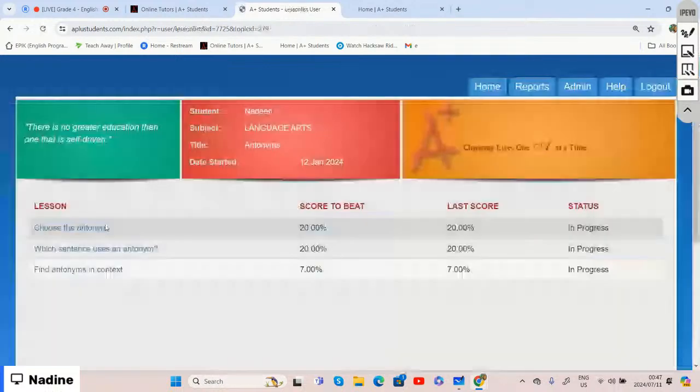All right, so this is now the end of our lessons, grade 4, on antonyms. We said antonyms are words with opposite meaning. So if something is not black, it is white. If something is not clean, it is dirty. So that is antonyms. Antonyms are words that are opposite in meaning.